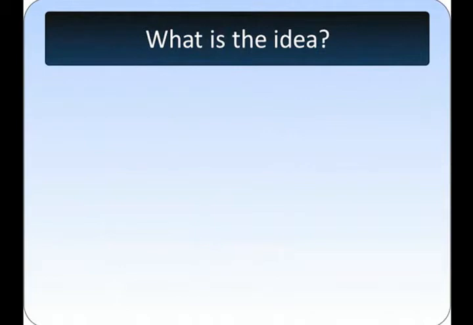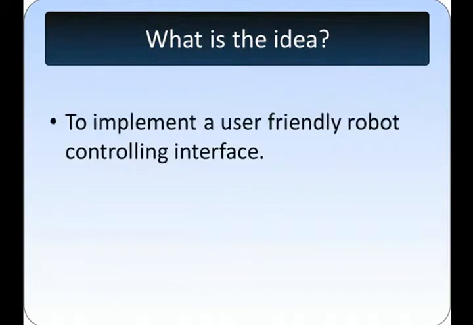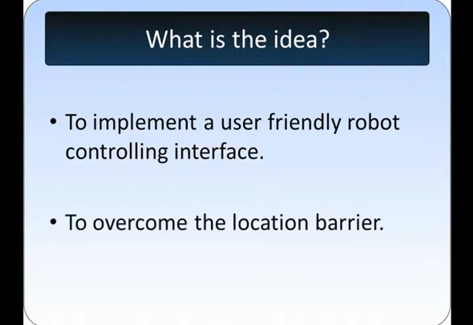There are two primary objectives of this project. The first one is to create a user-friendly graphical command interface on the phone side that represents an intuitive and efficient way for a user to issue basic movement commands to the robot. The second objective is to overcome the location barrier. The user does not necessarily need to be close to the robot in order to connect to it and issue the commands.